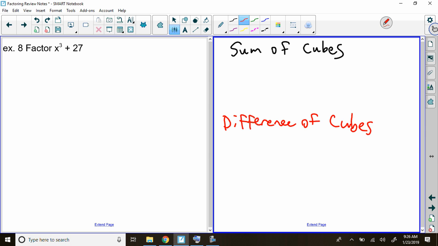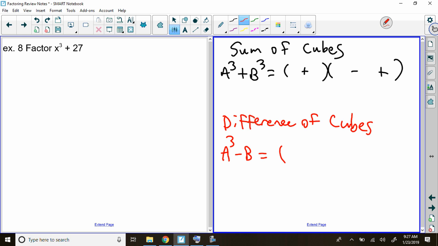Sum of cubes says if you have something cubed plus something cubed, you're going to get a binomial times a trinomial. The signs are going to be plus, minus, and plus. A difference of cubes looks almost the same. A cubed minus b cubed. You're going to get a binomial. You're going to get a trinomial. The signs are minus, plus, and plus. Where the magic happens on this is the next step.